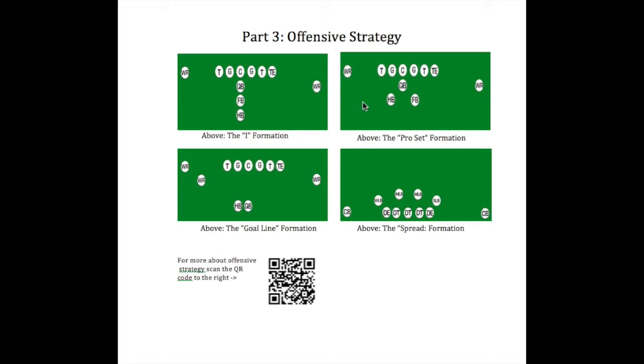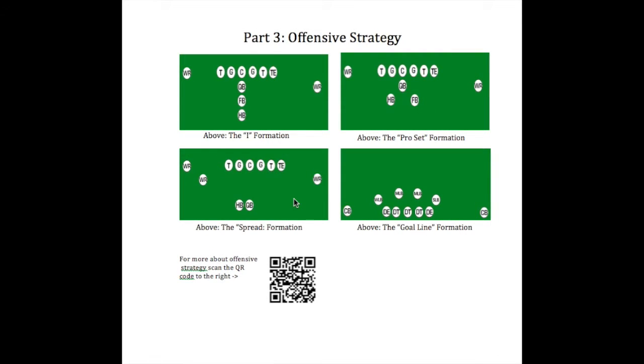Second, the pro set formation. The pro set formation is another traditional modern offensive formation. Like the I, the pro set is a balanced formation that usually features 2 running backs, 2 wide receivers, and 1 tight end. The main difference between a pro set and the I formation is simply that the 2 backs, the halfback and the fullback, are on either side of the quarterback instead of directly behind him.